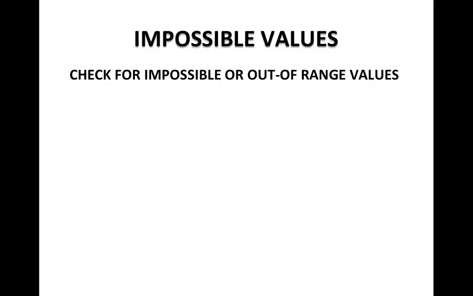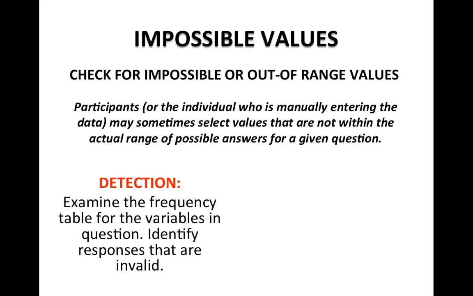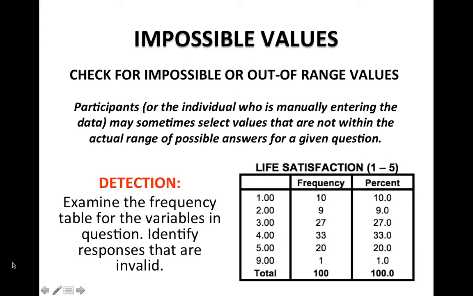So when we're looking for impossible or out of range values, we're looking for something that is not within the range of possible answers or something that's possible for a given question. One of the best ways to detect whether we have any impossible or out of range values is to look at the frequency tables and identify responses that are invalid. For example, using this life satisfaction scale here, the possible values are 1 to 5. We can see in the frequency table that we have 1, 2, 3, 4, 5, and a 9. So there's something wrong here because 9 isn't part of the 1 to 5 scale. This is an easy way to detect any of these values.